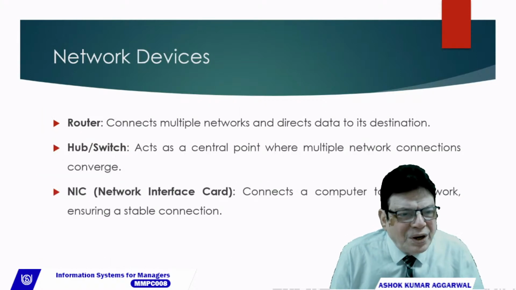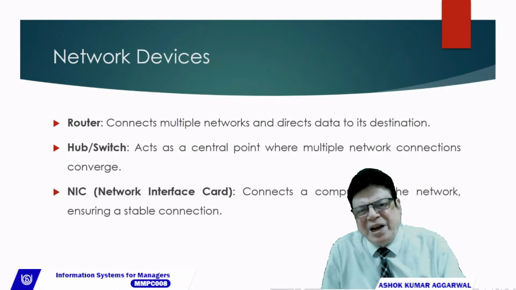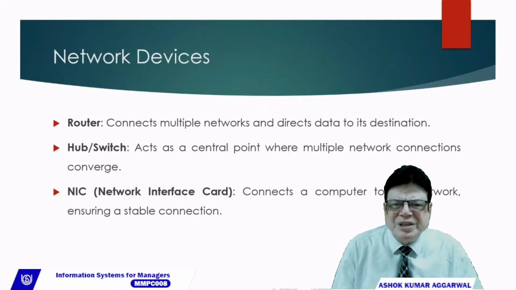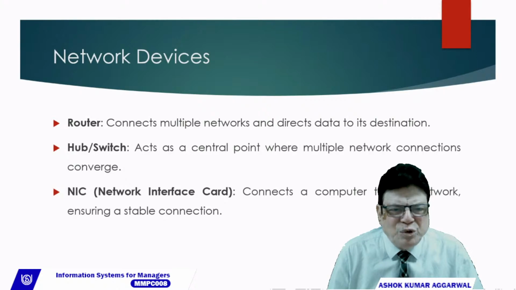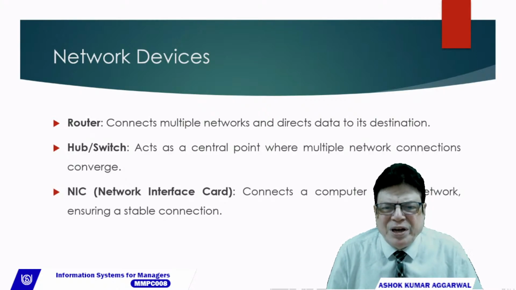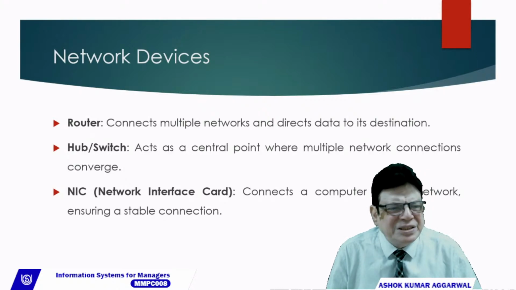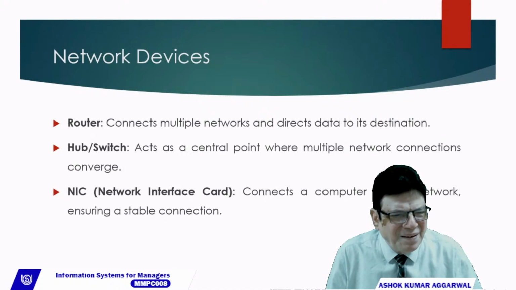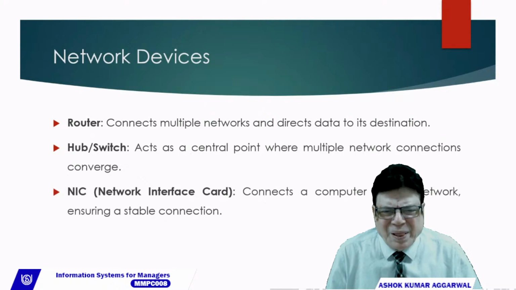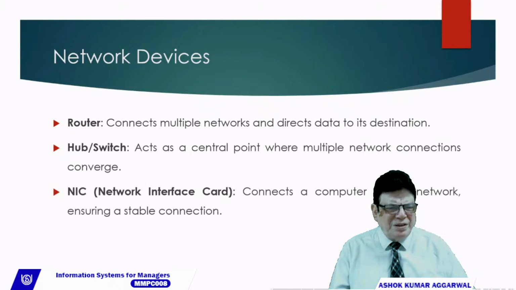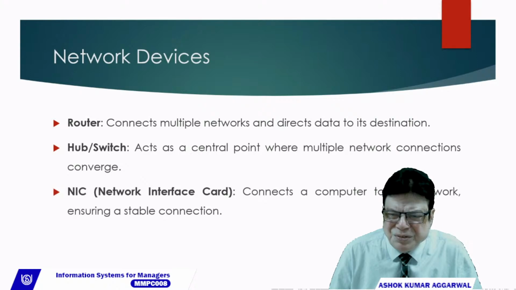Then router connects multiple networks and directs data to its destination. Hub switch acts as a central point where multiple network connections converge. NIC, network interface card, connects a computer to the network, ensuring a stable connection.